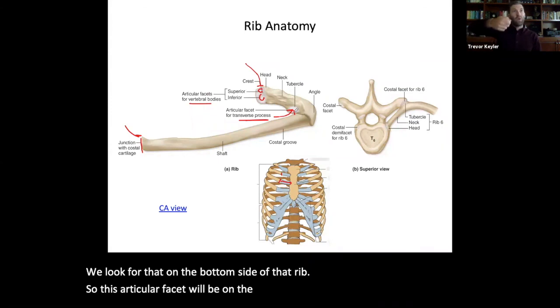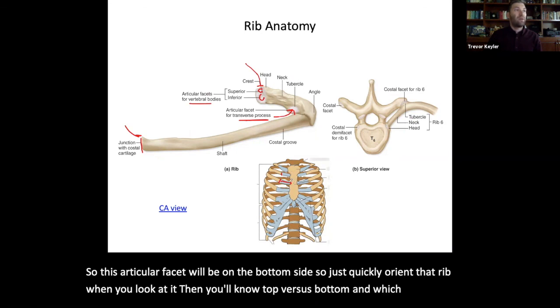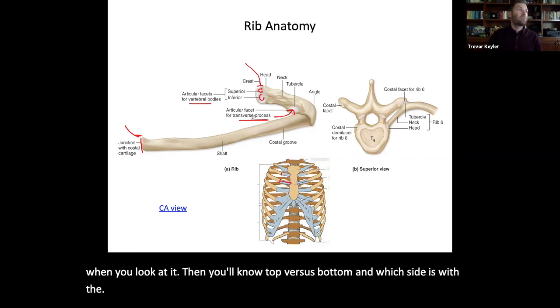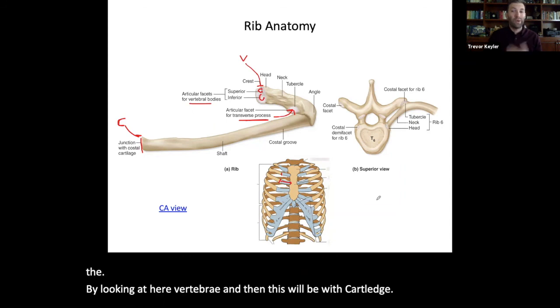So just quickly orient that rib when you look at it. Then you'll know top versus bottom, and you know which side is with the vertebrae by looking at here, vertebrae, and then this will be with cartilage. That's a quick way to orient yourself with these.